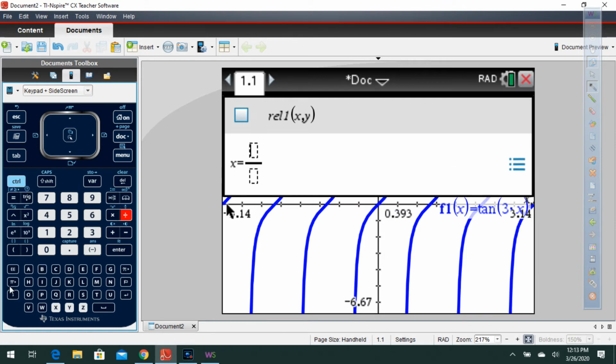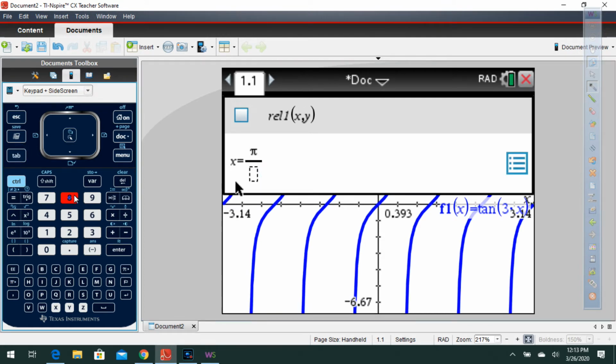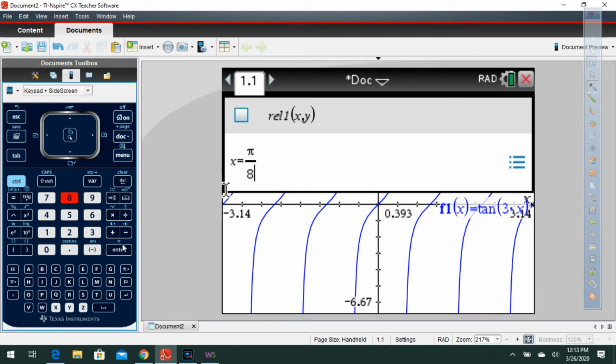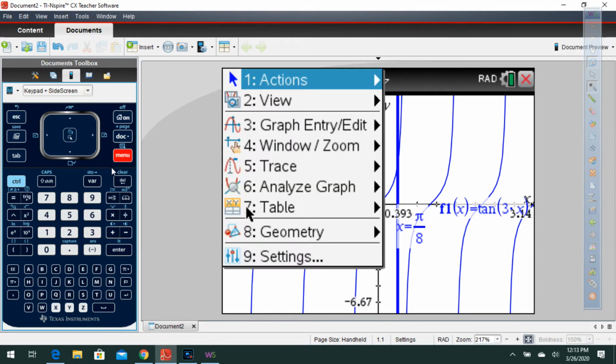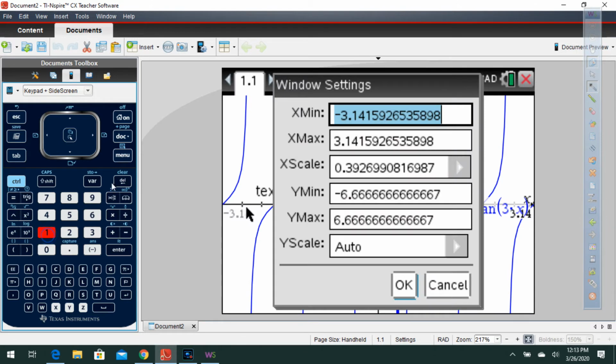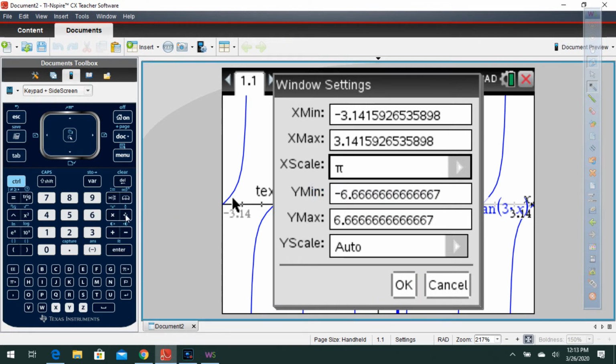Control, divide, pi over 8, and there it goes. Ooh, so it's actually more than that. So we had a 3, right? 4, 1. So we're going to go over here and we're going to put pi over 6, divided by 6.